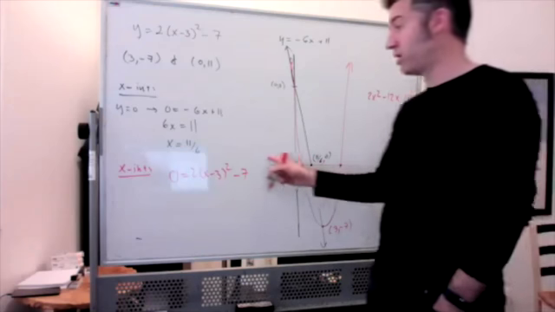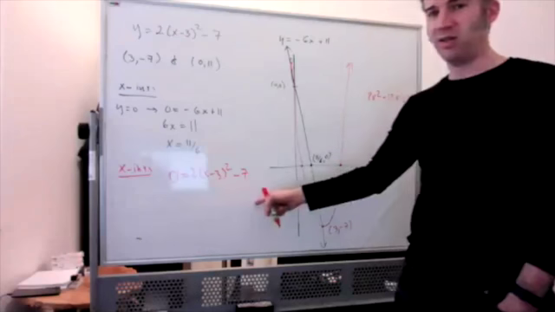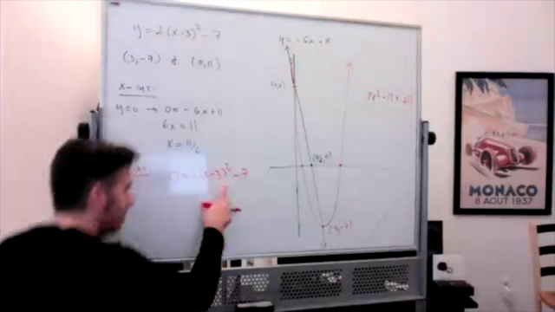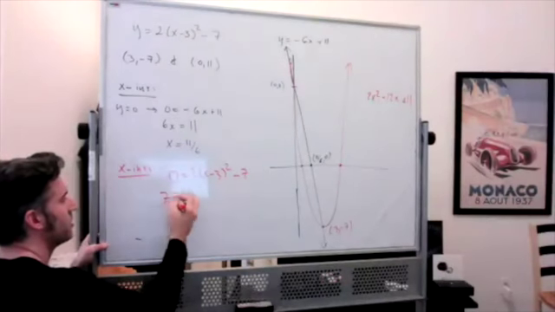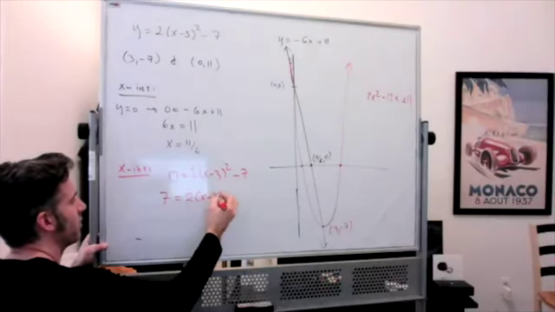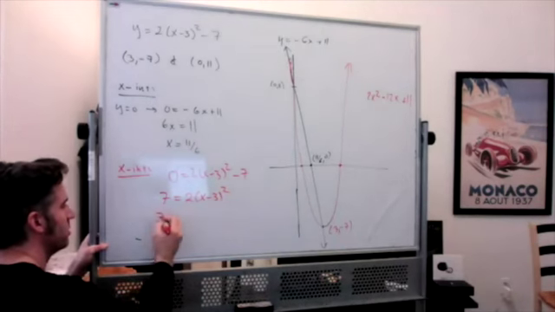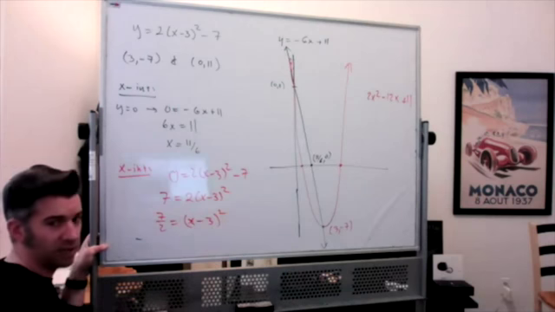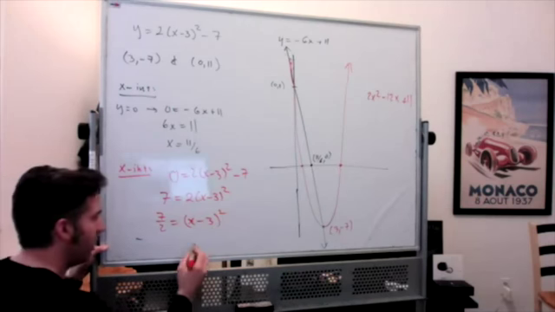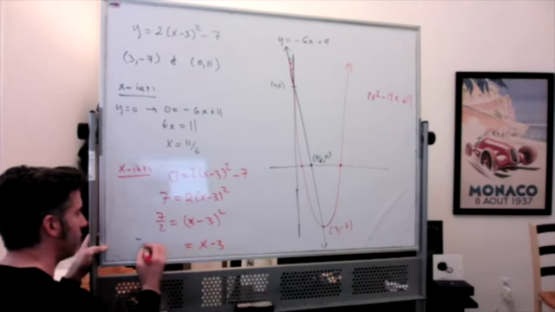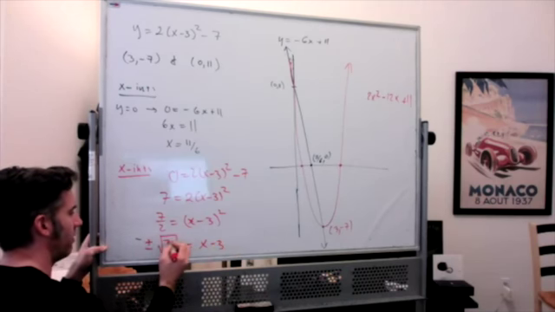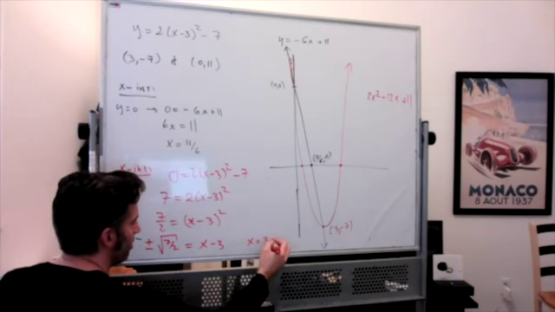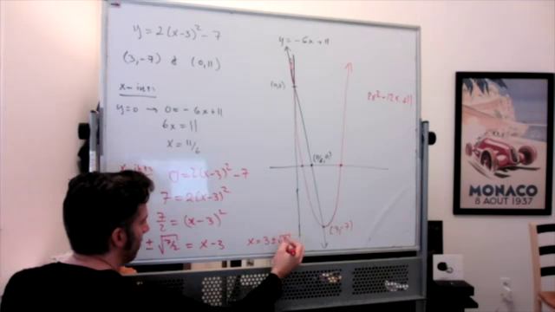But when you have something written in the completed square form like this, there's actually a faster way to find the x-intercepts. I'm going to solve for x. So I'm going to add 7. 7 equals 2 times (x minus 3) squared. Divide by 2. 7 halves equals (x minus 3) squared. And then we can take the square root of both sides using the square root property, meaning that x minus 3 is going to equal plus or minus the square root of 7 halves. And then we can add 3 to both sides and get that x is equal to 3 plus or minus the square root of 7 halves.